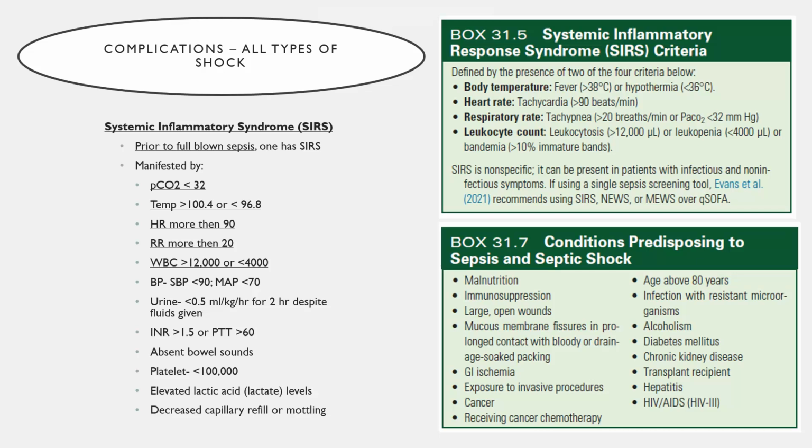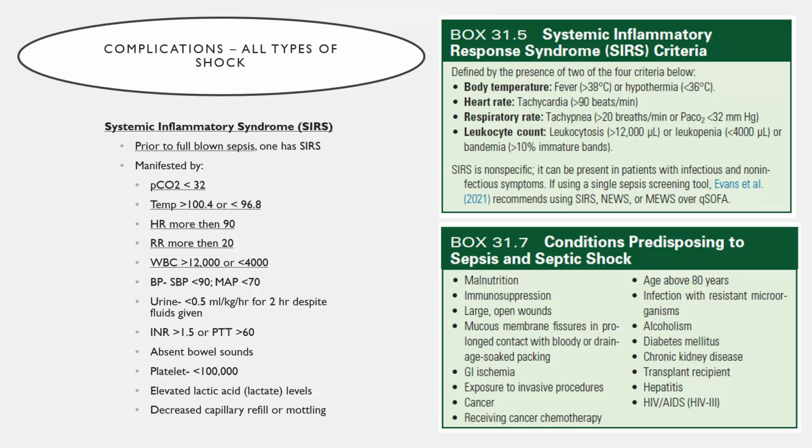An INR greater than 1.5, so high bleeding risk. Absent bowel sounds. Remember, we're perfusing our vital organs. Our GI tract is not considered a vital organ. It's important, but it's not going to keep us alive in that dying moment. Platelets less than 100,000, so high bleeding risk. Elevated lactic acid, elevated potassium, decreased cap refill.